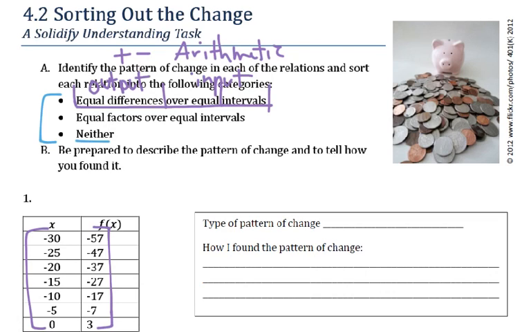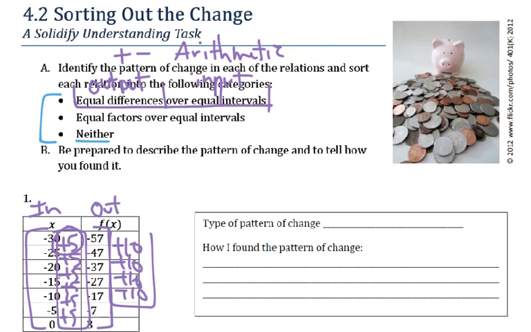Checking the x, do we have equal intervals? Well, yeah, we're adding 5 each time, right? There's an interval of 5 between each of these numbers on the input. So we've got equal intervals, but do we have equal differences? We'll check out the output. We're adding 10 each time on the output. So equal intervals and equal differences, equal differences over equal intervals. We know that's an arithmetic pattern, so the type of pattern of change we would say is equal differences, and you can just abbreviate that as equal diff.